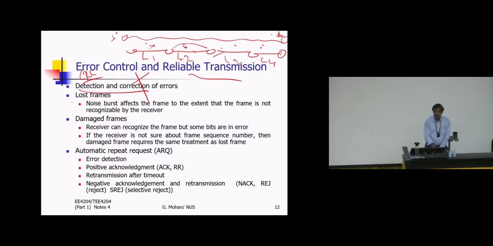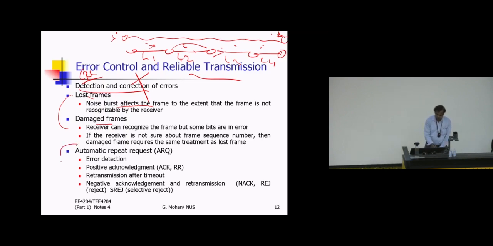So we will consider two types of frames, lost frame and damaged frame. As I mentioned in the beginning, a damaged frame means the frame is received but the CRC test failed. A lost frame means something is received, some bits or signals are received, but the receiver is not able to recognize that it's a frame because during propagation it was heavily affected by noise. That we call a lost frame.